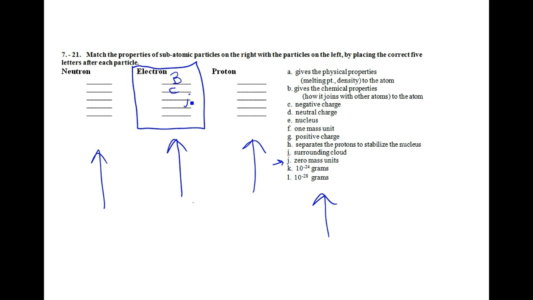Hopefully this doesn't seem difficult. What else do we know about the electron? It lives outside the nucleus, so let's find its house. That's I. It lives in surrounding clouds. And then its actual mass is one of these two, and if you remember, it has to be the smaller of the two. So a negative 28 exponent is much smaller than a negative 24. So that would be L. So B, C, J, I, L. Let me write that J a little bit more clear because it's pretty confusing. I'll put a capital J, that'll be better.